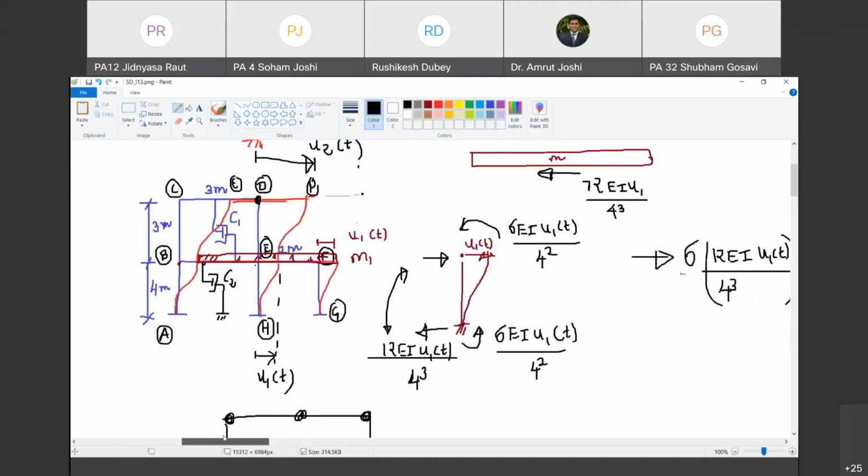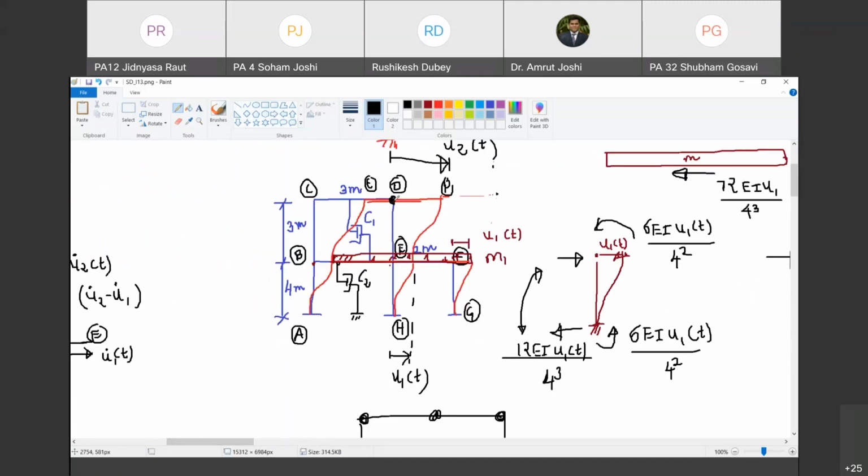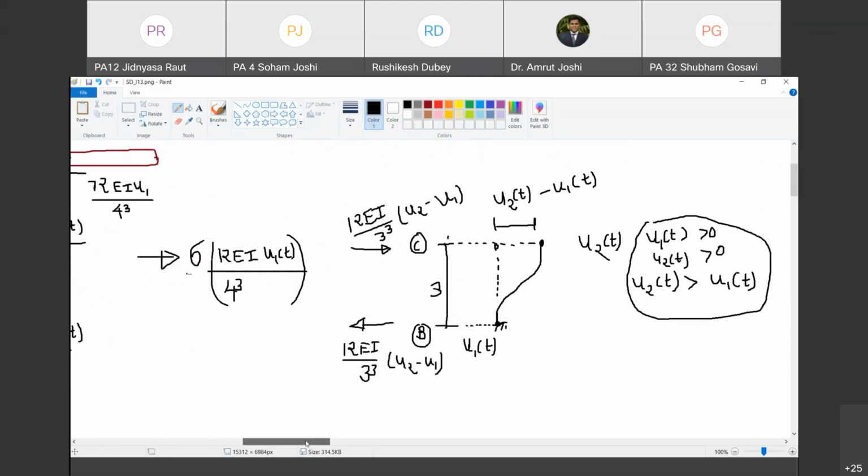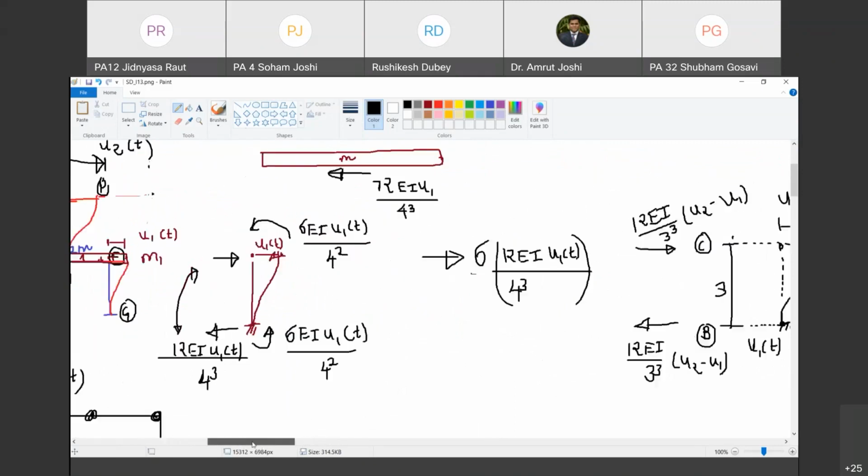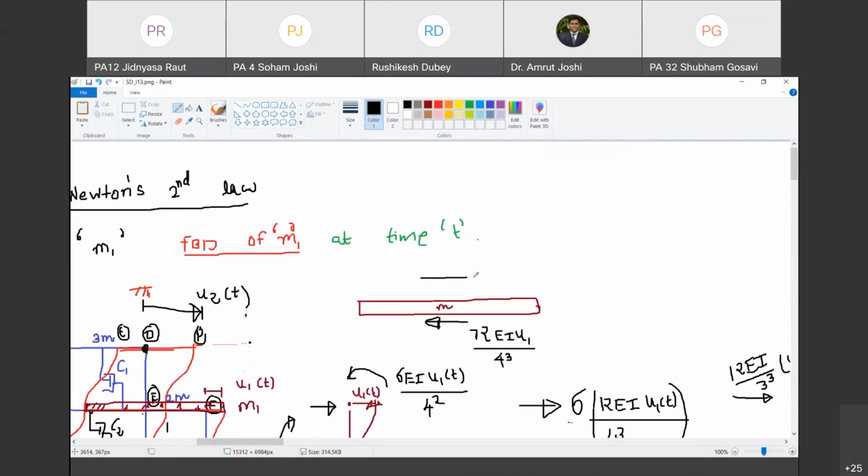4. Because on the top story you have this one column, another column, and behind that you are going to have another pair of columns. Happy? Yes, sir. So total कितने columns हो गए? 4. And what is the force then? 4 into 12 EI upon 3 cube into (u2 minus u1) towards right. Agreed? Yes, sir. तो वो लिख लेता हूँ मैं.